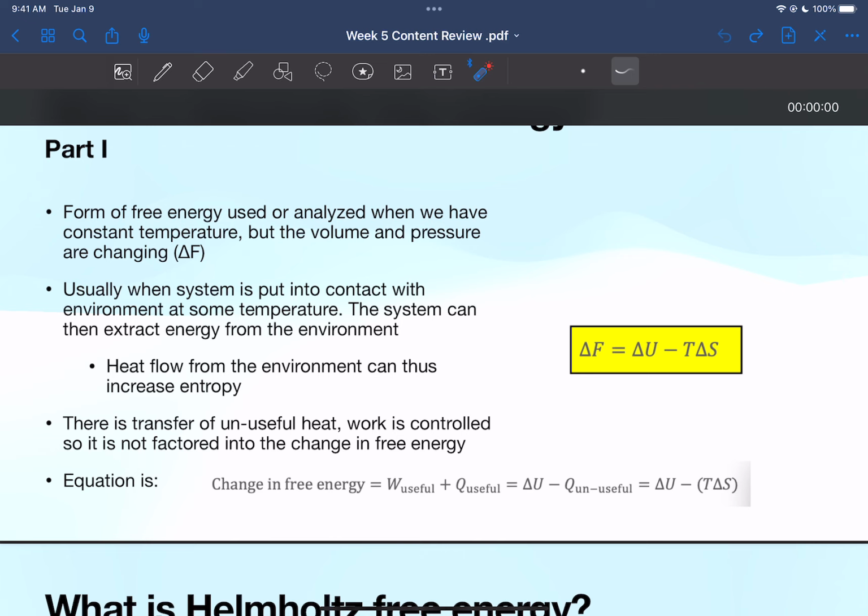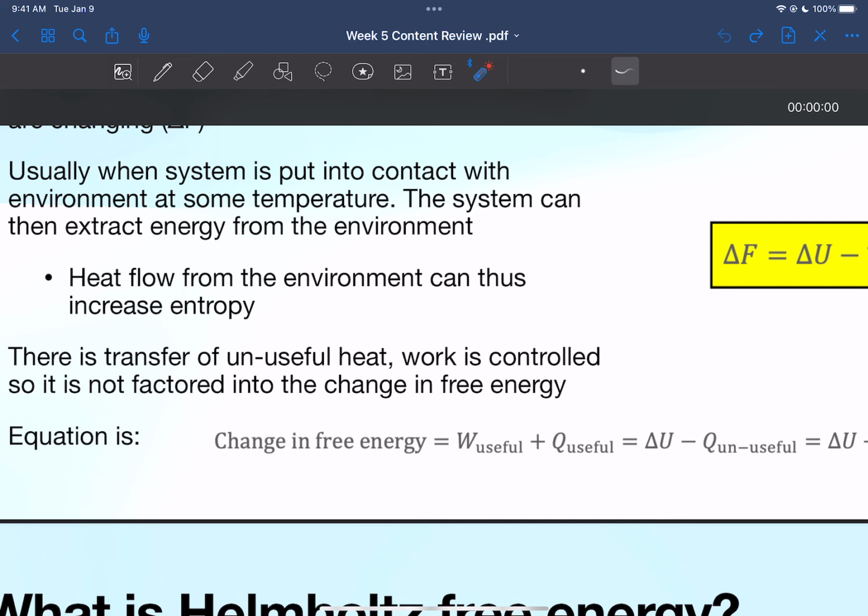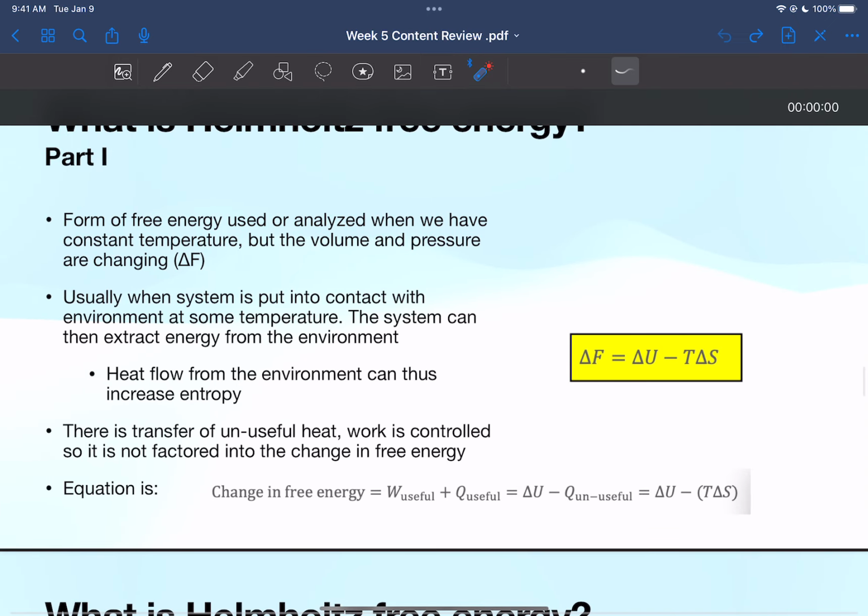Now, in Helmholtz free energy, there is transfer of unuseful heat. Remember, enthalpy had no transfer of unuseful heat. Unlike enthalpy, which had PV work that was unuseful work, work here is controlled. In the scenarios where we look at Helmholtz free energy, work is often controlled, and so it's not factored into the change in free energy that we see.